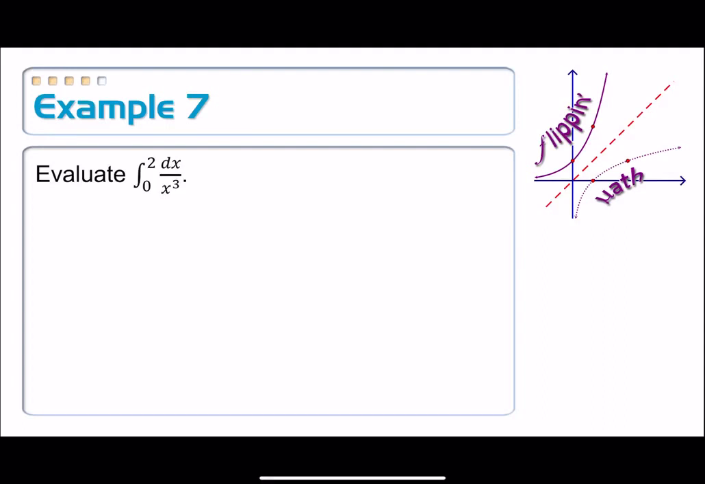Evaluate the definite integral from 0 to 2, dx over x to the third. Why is this one improper? Why is it in this lesson? Again, the reason is because we have a 0. If we had a 0 down in the denominator, we've got another vertical asymptote, and here's a graph for this one.